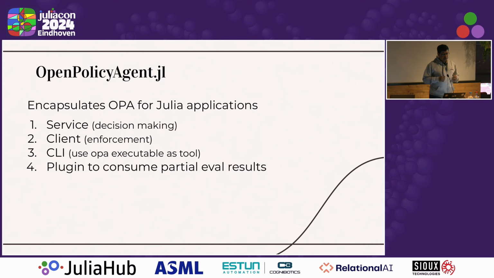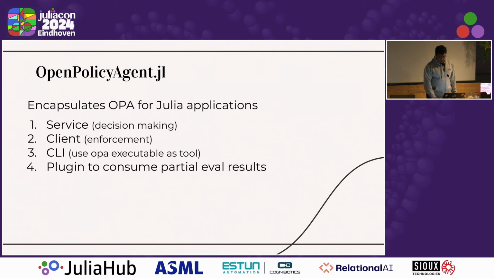So Open Policy Agent is the package which brings all these goodies to be used easily in Julia. It encapsulates OPA, the Open Policy Agent, for Julia applications. It has a few modules: the service module, which is the decision-making engine itself; the client, which we use at the enforcement points; and it also encapsulates the CLI, the OPA executable, as a tool. And there is a fourth thing, a plugin to consume partial evaluation results. This is a very interesting and powerful thing. We will see that in a little bit.